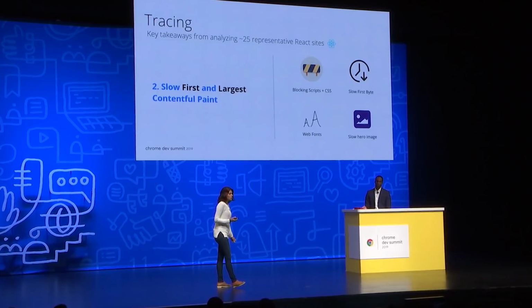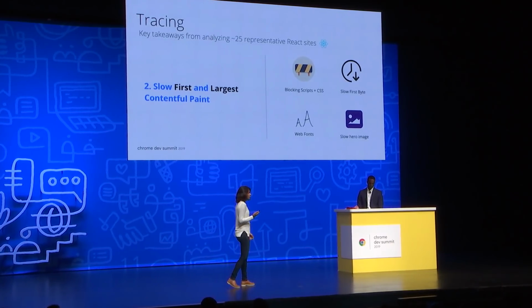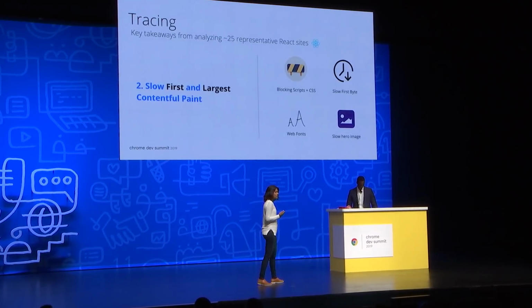First interaction isn't the only problem. We're also seeing slow times for first contentful paint and largest contentful paint. And there's a number of reasons for this. For example, the time to first byte is slow and takes over a second. We're often seeing sync scripts in head that are render blocking, including third-party scripts that tend to sneak in here. Web fonts are slow, hero images are slow, and sometimes not optimized.